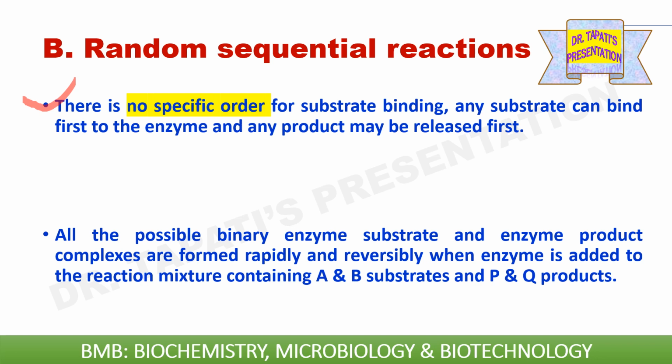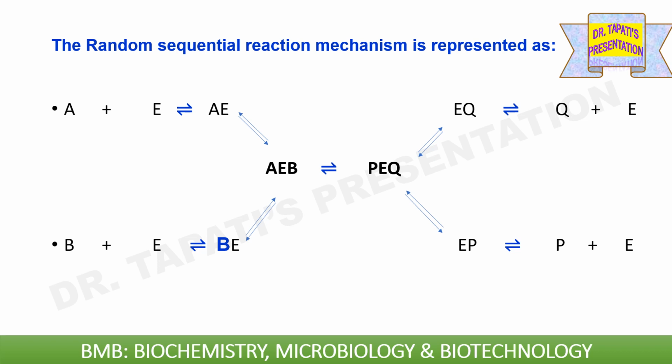All the possible binary enzyme-substrate and enzyme-product complexes are formed rapidly and reversibly when enzyme is added to the reaction mixture. In the reaction mixture, there are A and B substrates, and P and Q are two products. This is the random sequential reaction mechanism, where you can see that A and B are two substrates. There will be no order for the binding with the enzyme. AEB is the ternary complex, and PEQ is the substrate-products ternary complex, and Q and P are the products. So there is no order for the substrate binding or product releasing.